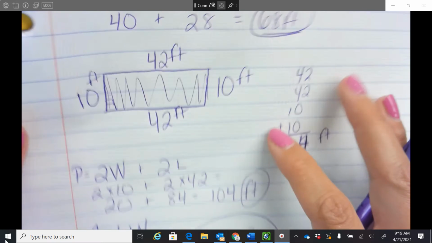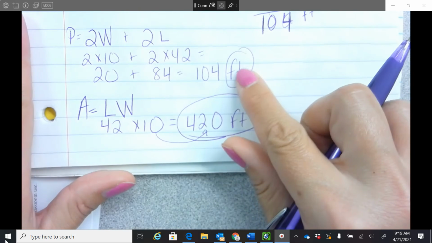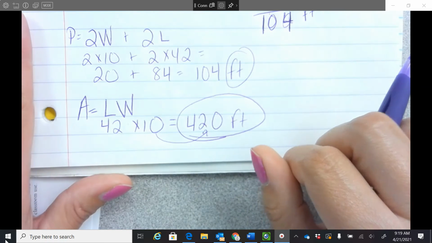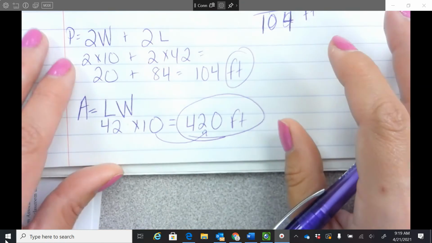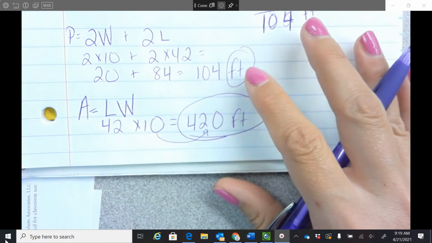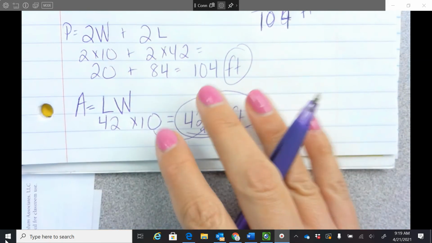Okay, what is greater, the area or the perimeter? Area. Okay. Awesome. Go ahead and take out your packet, but leave your notes out to help you.